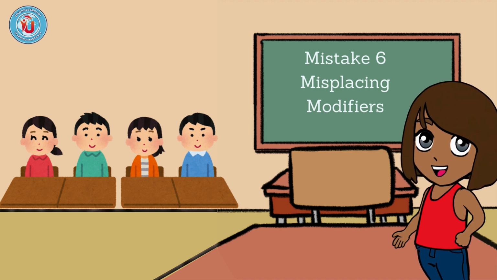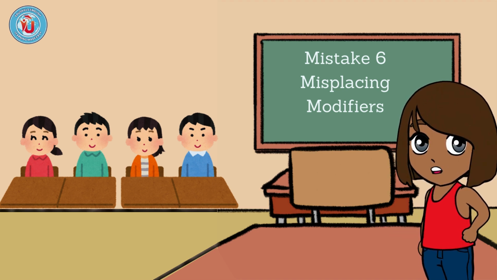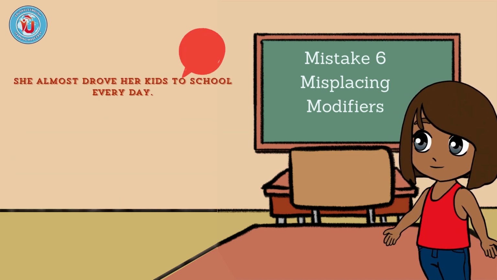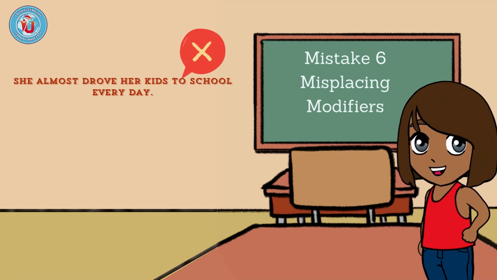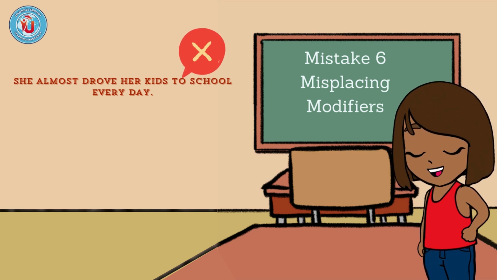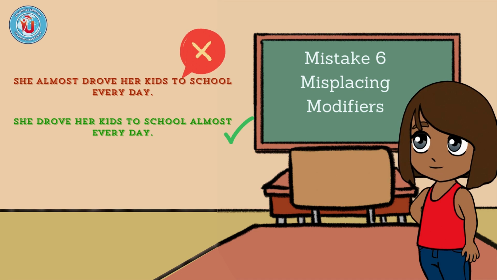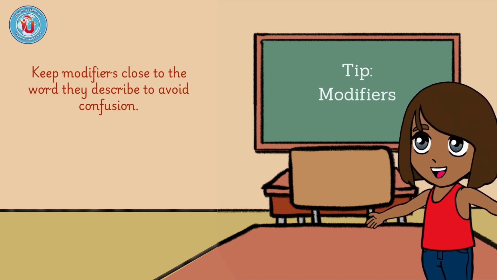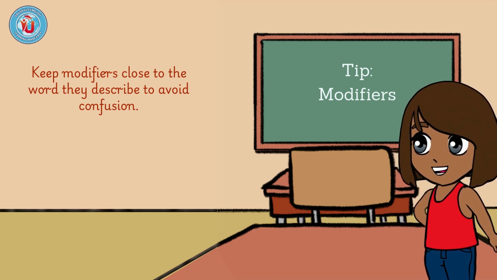Let's talk modifiers. These are words or phrases that add detail, but if they're in the wrong spot, they can confuse your reader. Take this example. She almost drove her kids to school every day. Does that mean she almost drove them but didn't? What you mean to say is, she drove her kids to school almost every day. Tip: place your modifiers as close as possible to the word they describe. It keeps your meaning clear and your reader happy.